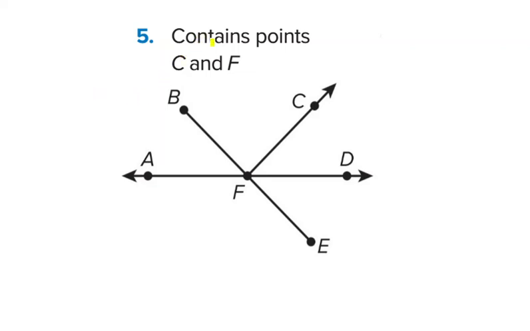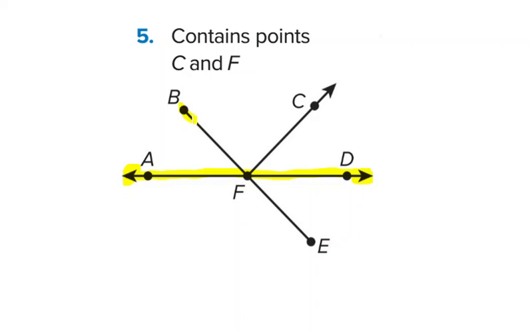All right. Contains point C and F. Well, let's look at these things right here. We've got A and D. That's this one. Okay. It doesn't contain C and F. But that's a line, isn't it? Because it's got an arrow on this end and it's got an arrow on this end. So that's not it. How about this one?